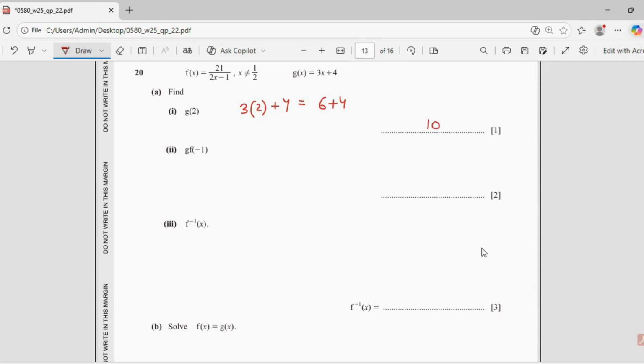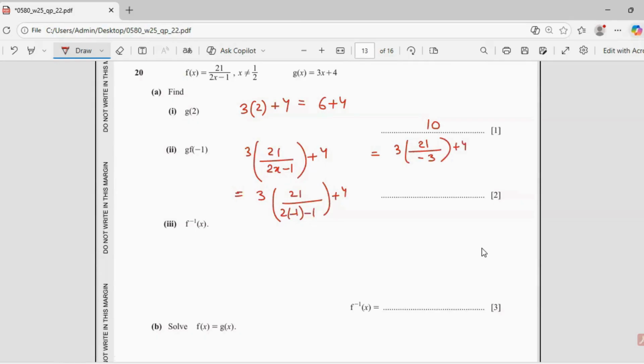g of f of minus 1, so basically we have to first find g of f(x). g of f(x) means 3 times, in place of x we write f(x), and this is 21 upon 2x minus 1, plus 4. This is equal to 3 times 21 upon, and you have to keep x as minus 1, plus 4. This is 3 times 21 upon minus 2 minus 1, which is minus 3, plus 4. This is minus 21 plus 4, which is minus 17.